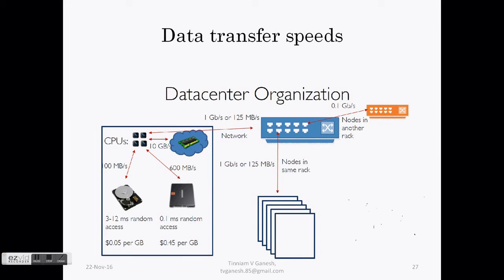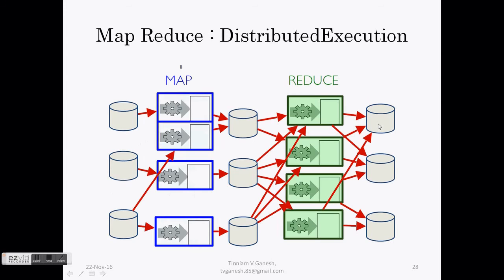And in this chart, I show you the speeds of data transfer across devices. So you can see from the CPU to the random access memory, it's about 600 megabits per second. From a CPU to the switch, it's about 10 gigabits. To the nodes on another rack, it's about 0.1 gigabits per second. And this session will be about Apache Spark.